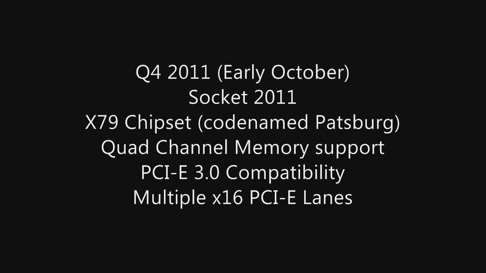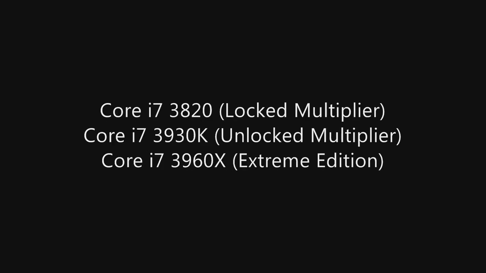on the X79 motherboards. The first three CPUs that will come out on the new 2011 socket under the Sandy Bridge E name will be the Core i7-3820, which will feature a locked multiplier, the Core i7-3930K, which will feature an unlocked multiplier, and the Core i7-3960X, which will be the highest-end unlocked Extreme Edition processor.